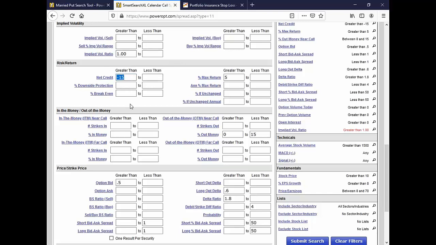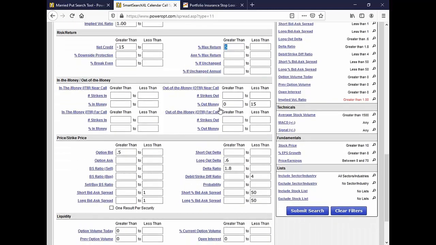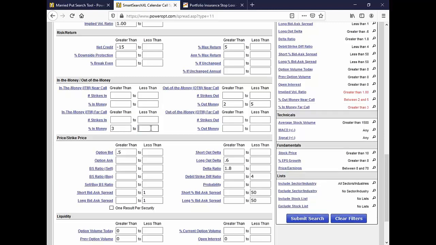Now I can set the minimum for the net debit, the price I'm willing to pay, minimum max return, and the range out of the money for the short. Let's go 2 to 5 on this one, okay? Because we're going shorter term weekly, so I want to be a little bit out of the money, but I don't want to go too far out of the money, so I still want a reasonable premium. And the far term call, maybe I want to be about the same. I want to be about 3% in the money to 6% or so.